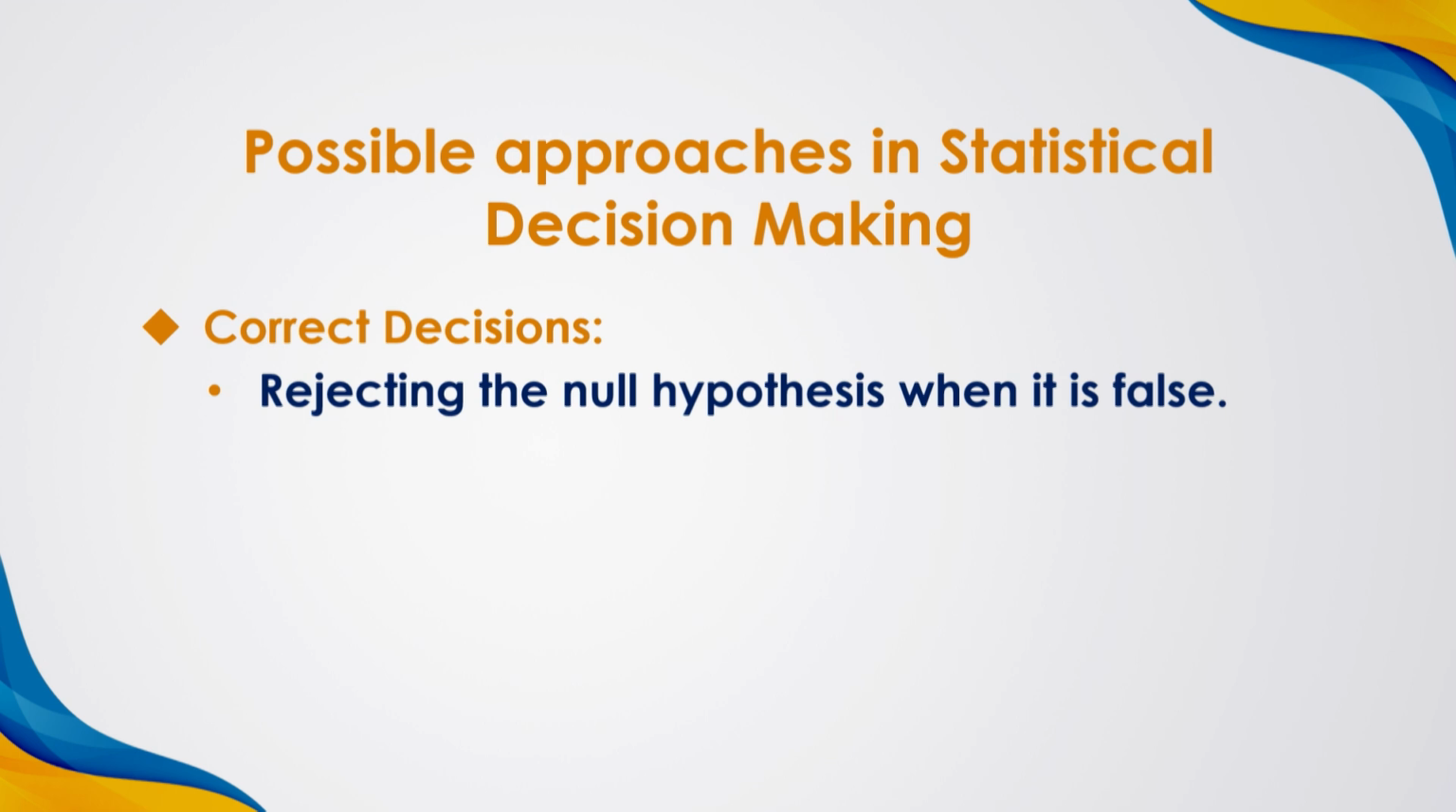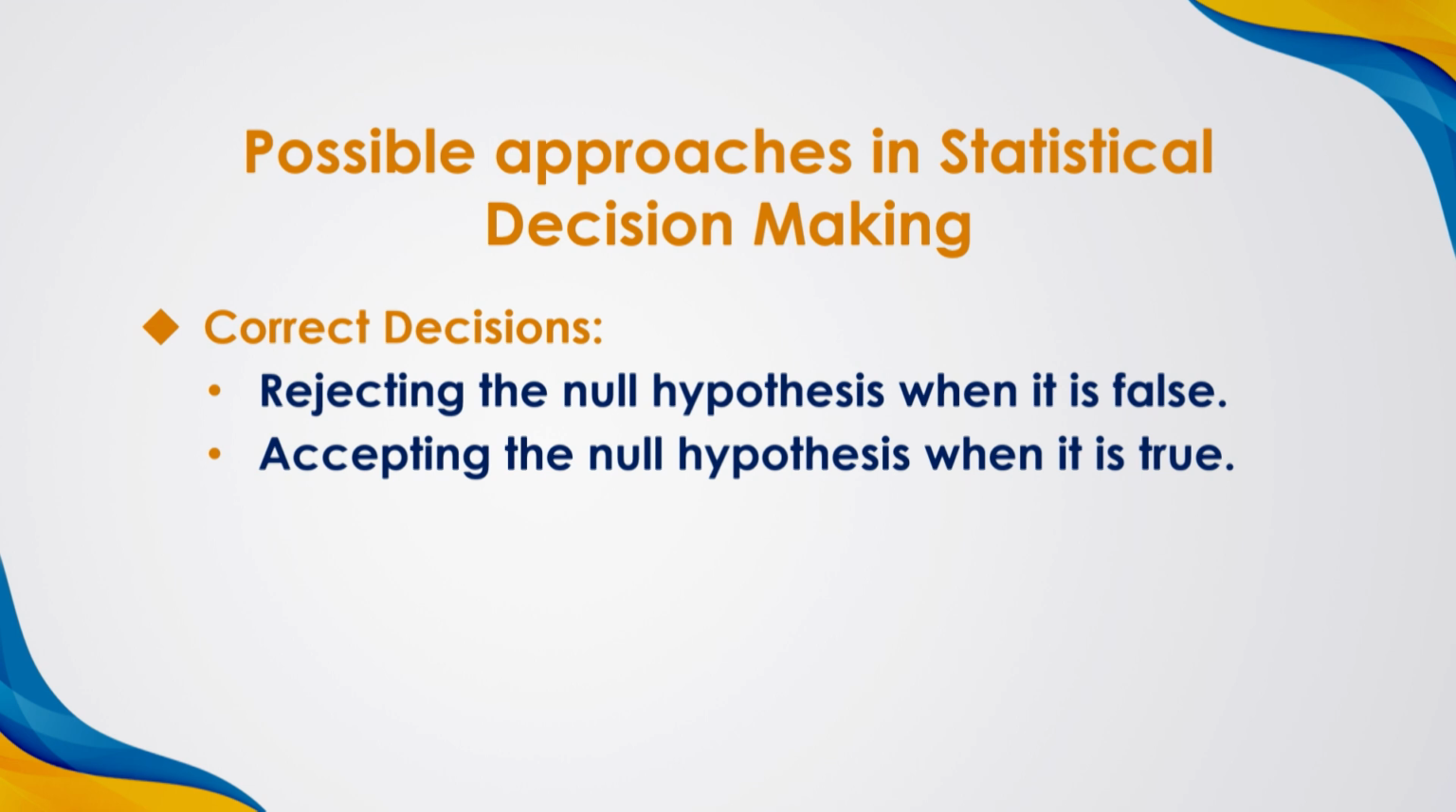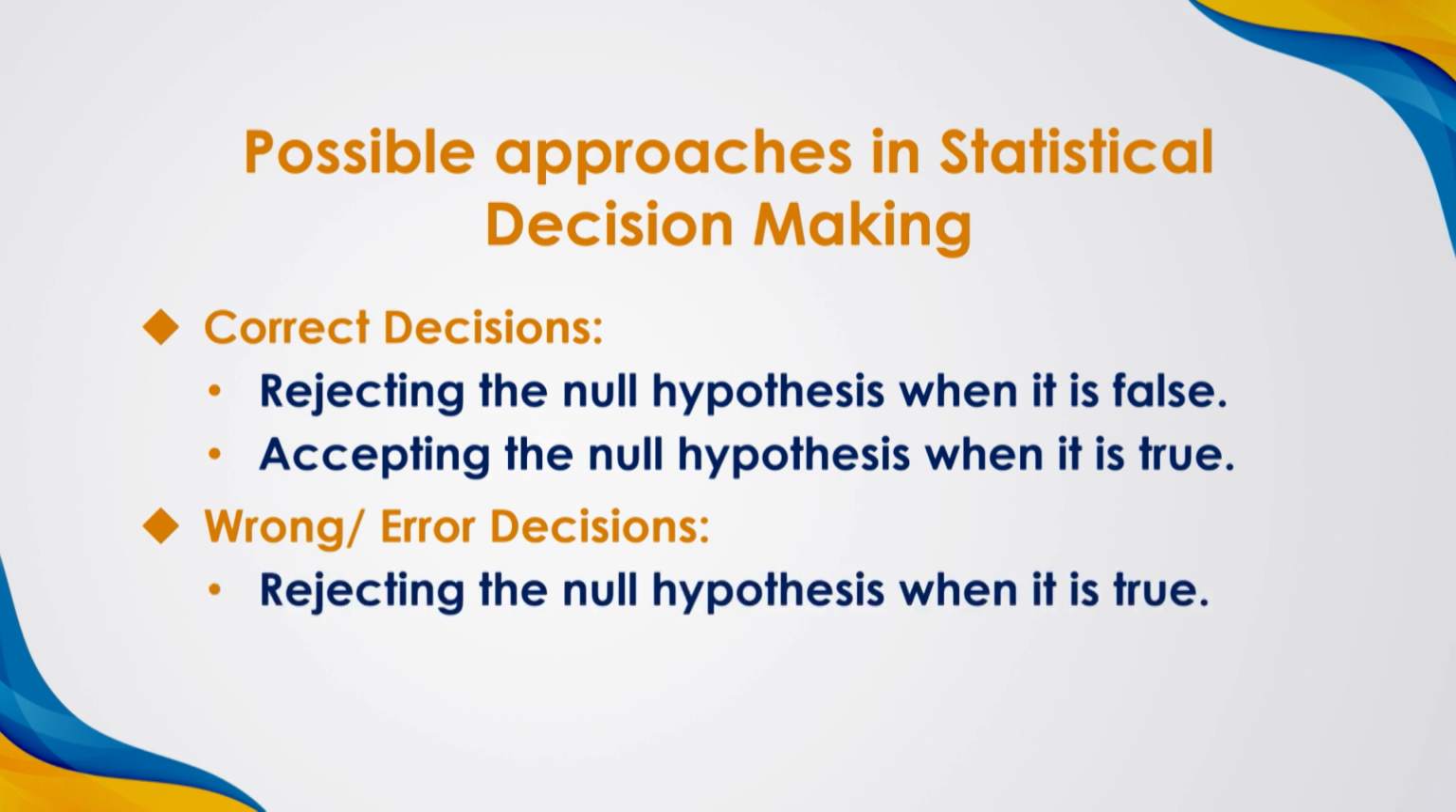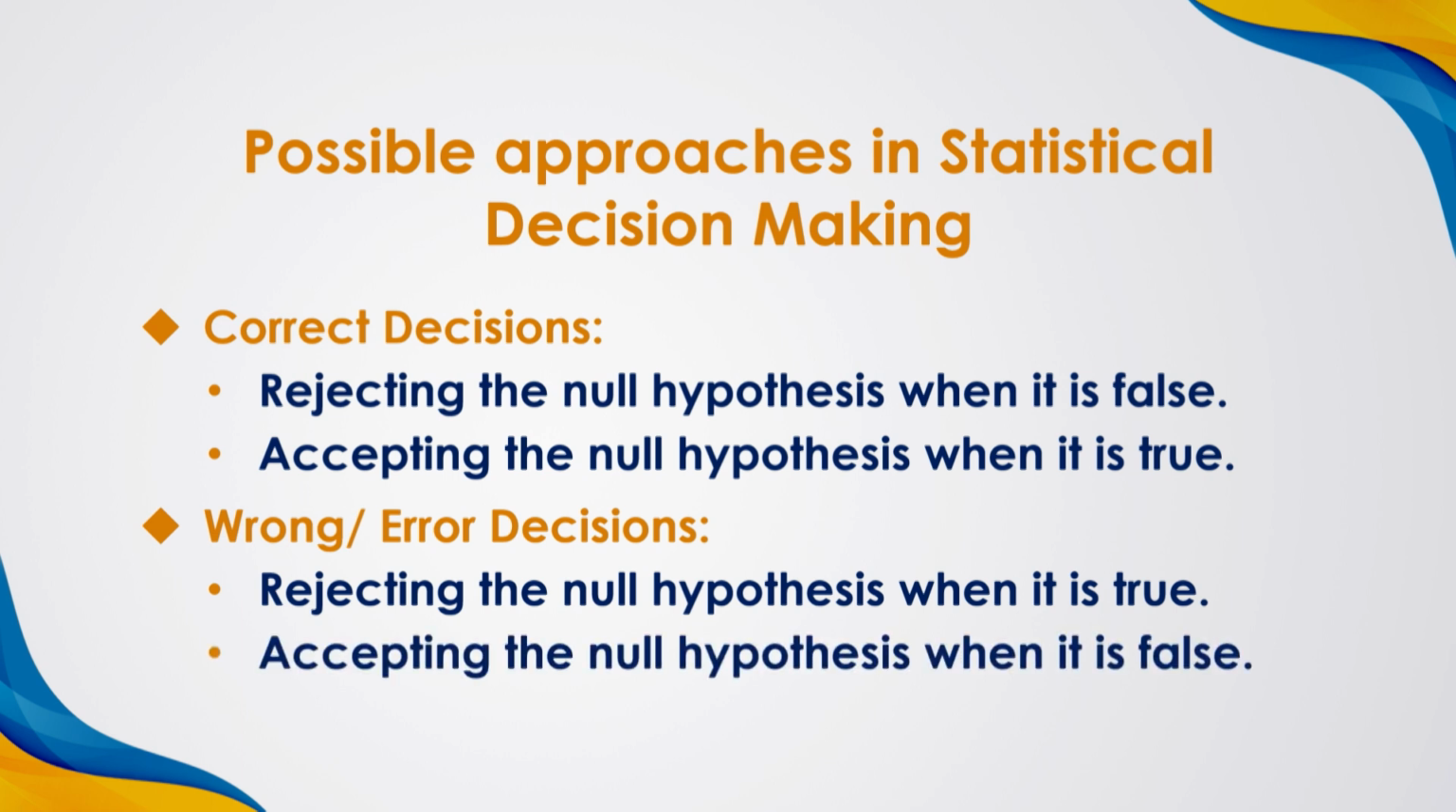Possible approaches in statistical decision making: there are two correct decisions. Rejecting the null hypothesis when it is false is one correct decision, and accepting the null hypothesis when it is true is another. Coming to the wrong decisions, we have rejecting the null hypothesis when it is true, or accepting the null hypothesis when it is false. So, these four possibilities are there in statistical decision making.